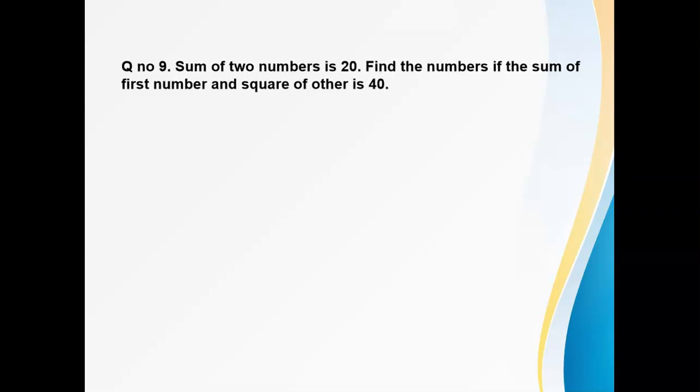So here is the statement of our question number 9. It states that the sum of two numbers is 20. We have to find the numbers if the sum of the first number and square of the other is 40.